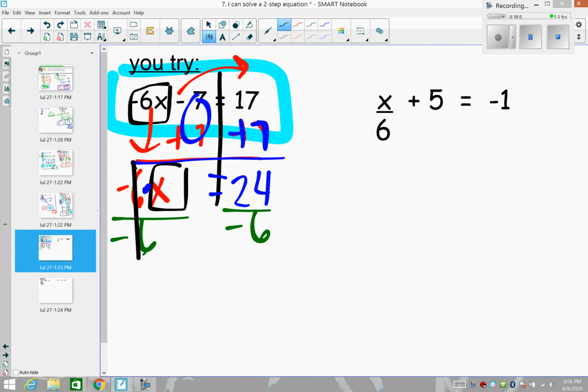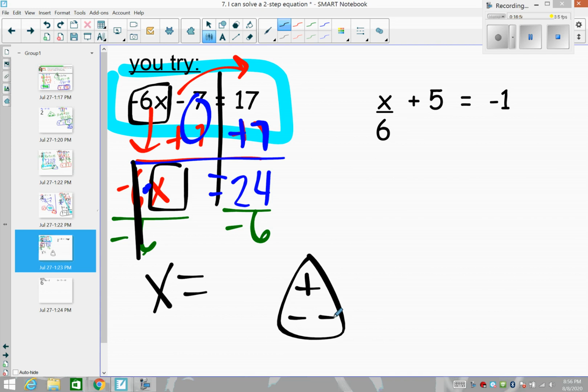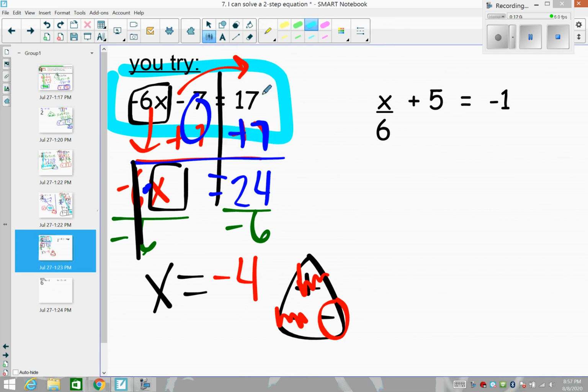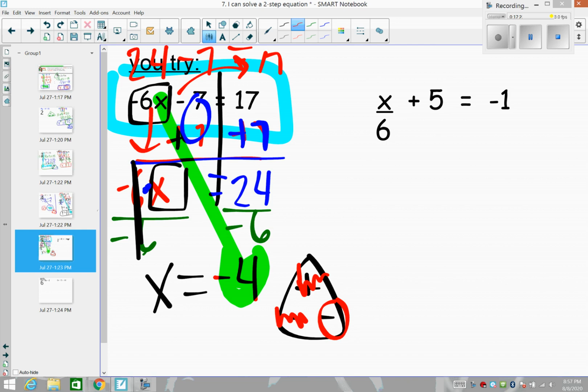So -6 divided by -6 is 1, so we get x equals. This is a triangle problem then. We have positive 24 divided by -6, so the result of that is -4. All right, I guess I should plug this back in and check. So we're going to take this -4 and we're going to plug back in. So we end up with 24 positive. You can use your calculator if you need to. And sure enough, that is the correct answer. I'm just verifying that I had the correct answer there.